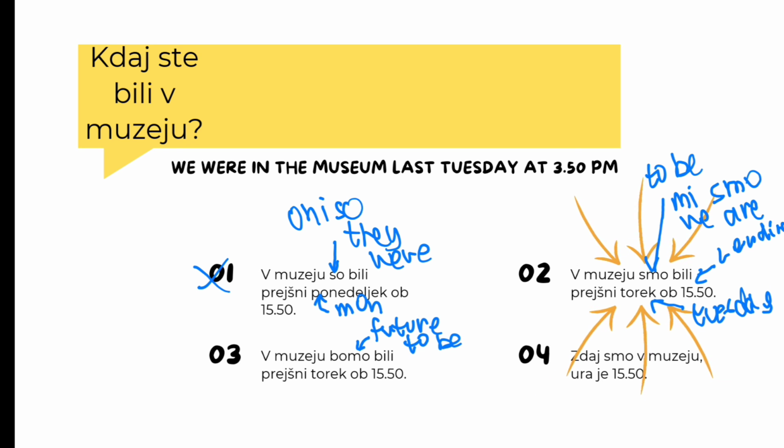And the fourth one is obviously wrong, because "zdaj smo v muzeju, ura je 15:50" means now we are in the museum. Time is 3:50, which is very, very present tense.